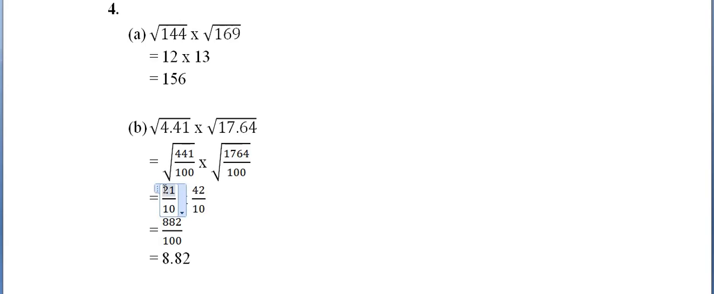Okay. So how did I find this 21 and 42? I did the rough work. Okay. So you can do a rough work out here. And you already know the method. You can use either the prime factorization method or the long division method. Okay.